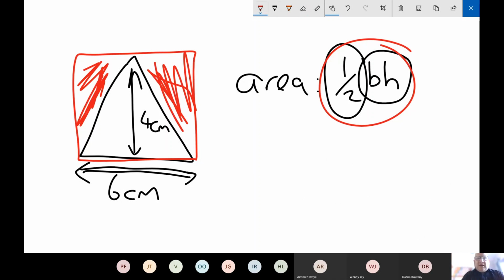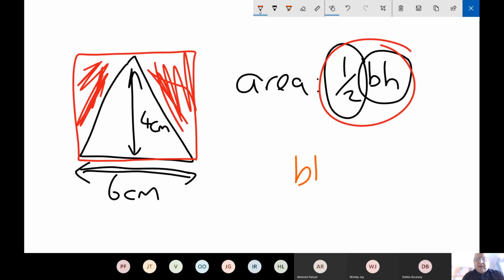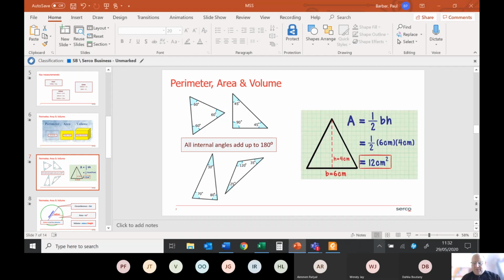Another way to write that would be BH over 2, which means the same thing: base times height halved. So I'm not too worried. If you see the formula, I don't want you to think, well, hang on, what's that formula mean? I want you to remember that to work out the area of a triangle, you do base times height, and then you halve it. So triangles aren't as much to remember, fortunately, as squares.